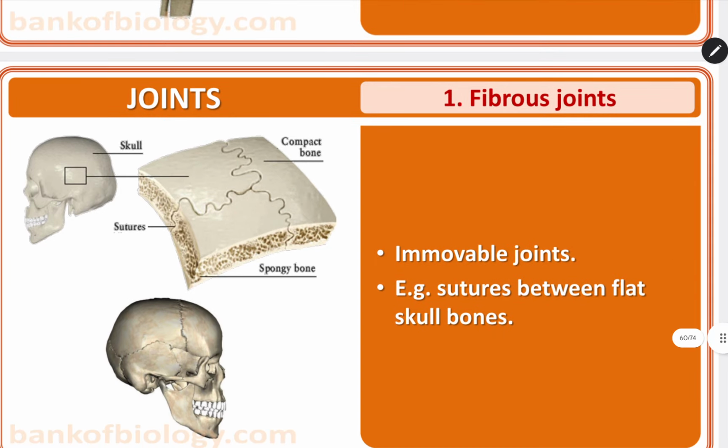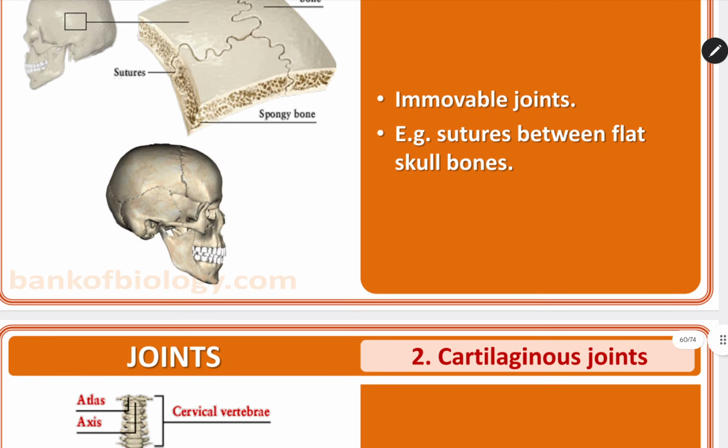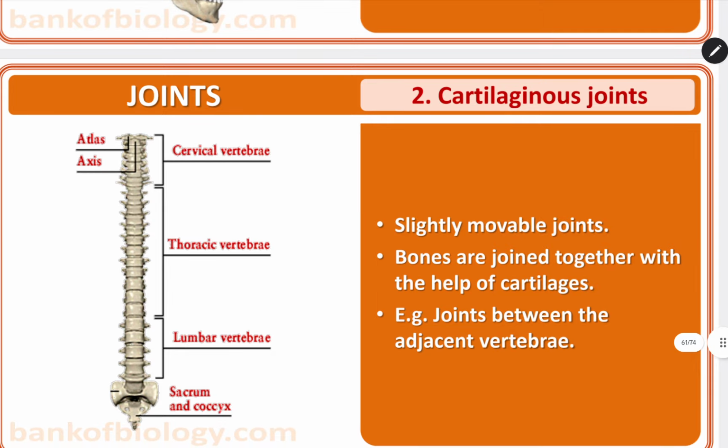First of all, fibrous joints. These joints are immovable. Example, suture between the flat skull bones. These are the immovable joints. Second, cartilaginous joints, slightly movable joints. Bones are joined together with the help of cartilages, for example, each joint between the adjacent vertebrae.